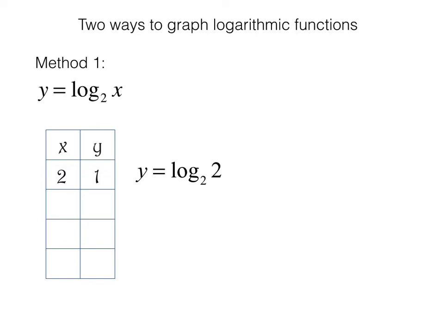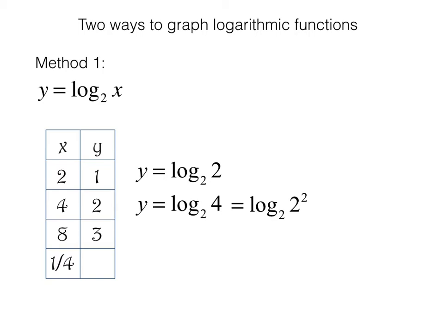Another good point to plug in would be 4, because log base 2 of 4, which you can also write as log base 2 of 2 squared, would be 2. Hopefully you found another point, such as 8, which turned out to be 3. But you don't have to stick with whole numbers. The x values, since it's an argument, can't be negative and it can't be 0, but it could be fractions, such as 1/4.